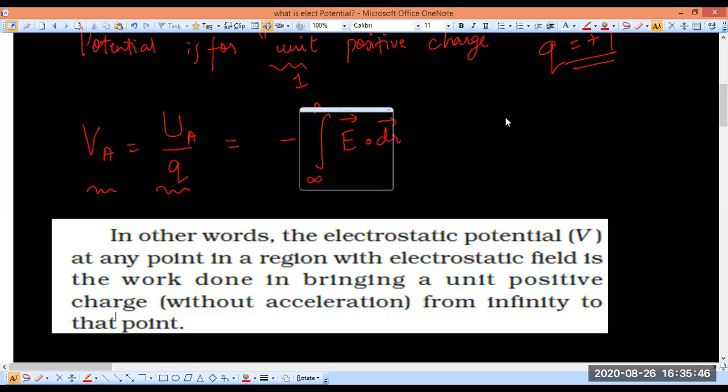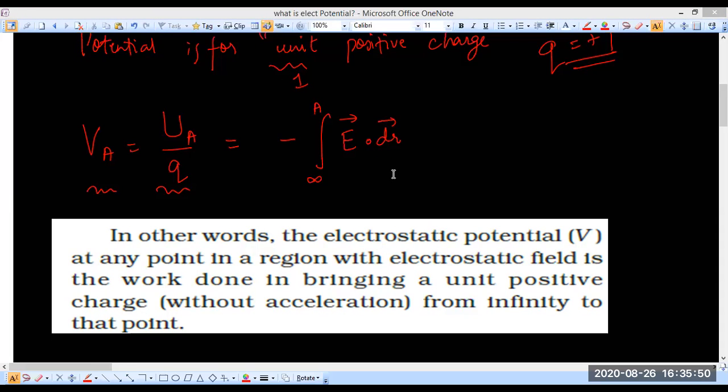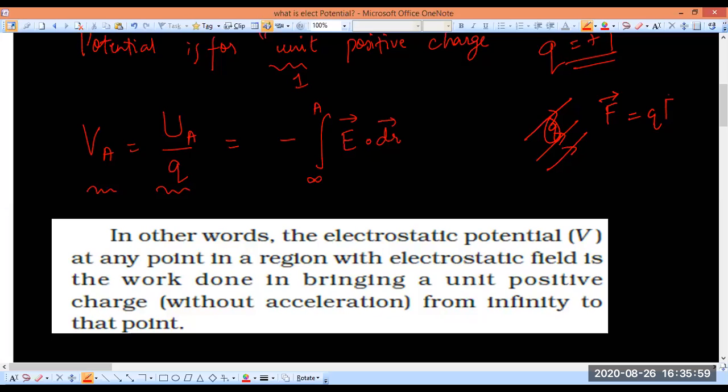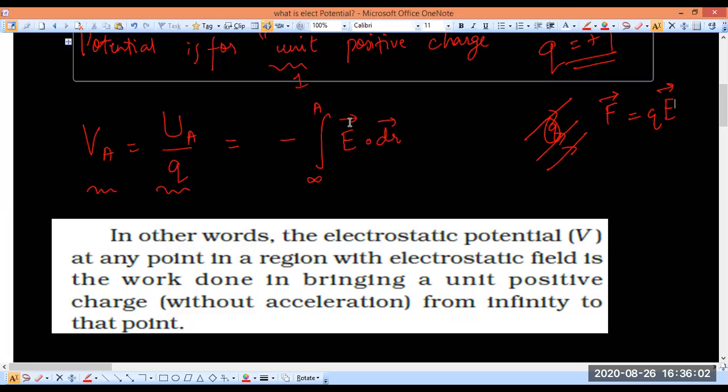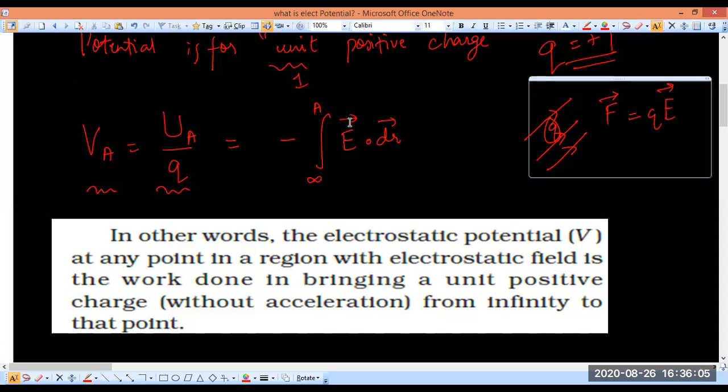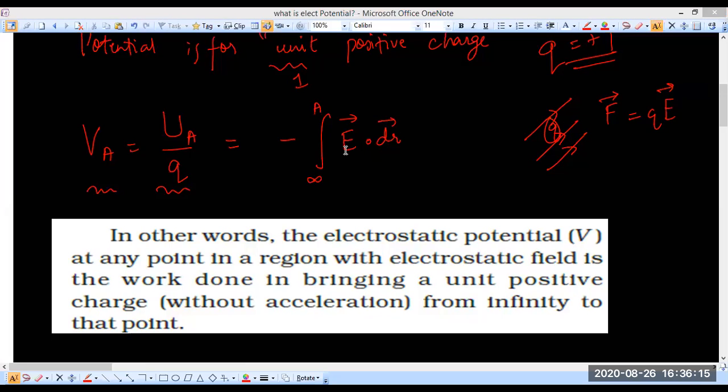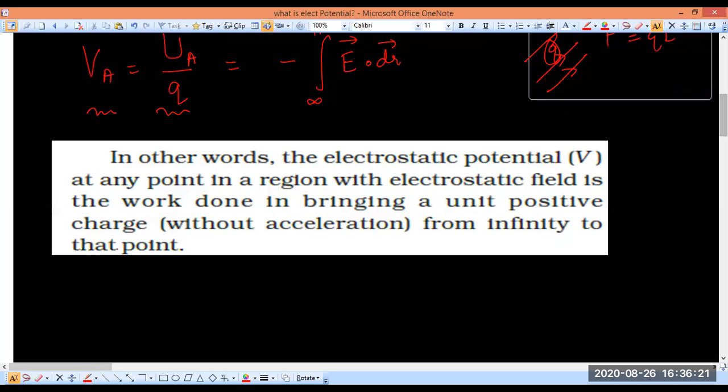So, sir, can you explain the conversion of Fe to QE? Come on, what's so surprising? If you put a charge Q in some electric field, doesn't the charge experience a force Q into E? That's what I did. Now take this: VA equal to work external divided by Q. Yes, correct, well done. So you can also say that VA, the potential at A, is the external work done on that charge Q divided by Q. That is what this definition says.